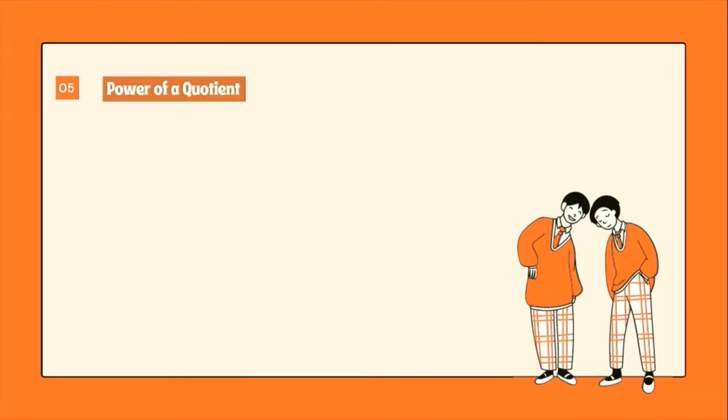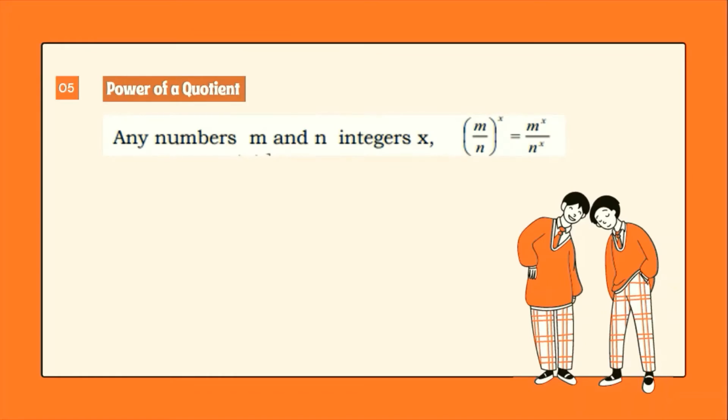Lastly, we have power of a quotient. For any numbers m and n and integer x, m divided by n raised to the power of x is equal to m raised to the power of x divided by n raised to the power of x. Bigay tayo ng halimbawa. 3 divided by 2 raised to the power of 3. Itong ating base na 3 ay i-raise natin sa exponent na 3. So we have 3 cubed. Ito ang kanyang expanded form.